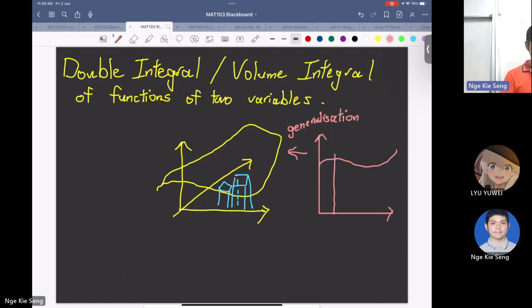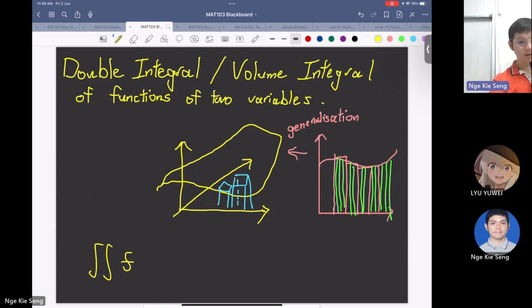Generalization from one variable. In one variable, last time we discussed that we use vertical strips to estimate our area, and then we reduce the size of the strip until we get everything inside the area. We look at the limit of this width going to zero. Similarly, we do the same for the double integral, where we integrate f along some domain.